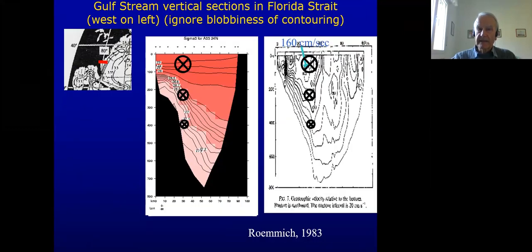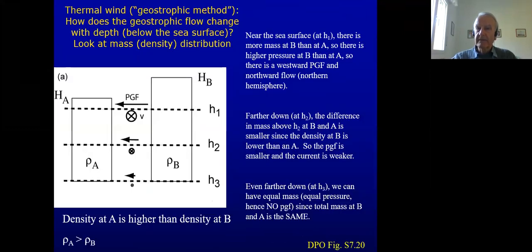So that's this thing. How can we schematize this, and what is the phenomenon associated with this combination of the sea surface and internal density field distribution?